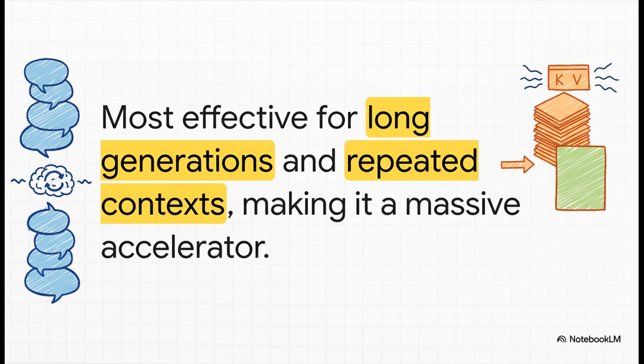And you can probably already see where this becomes a total game changer, right? Think about a long chatbot conversation or summarizing a massive document. The context is huge, but it stays pretty much the same. By not having to reprocess that entire history for every new word, the model gets this massive speed boost right when you need it the most.